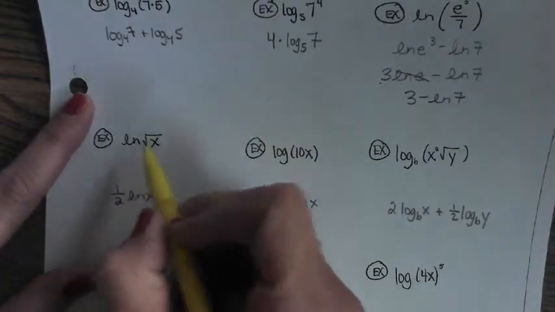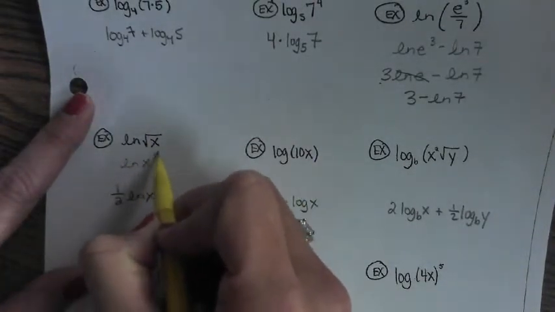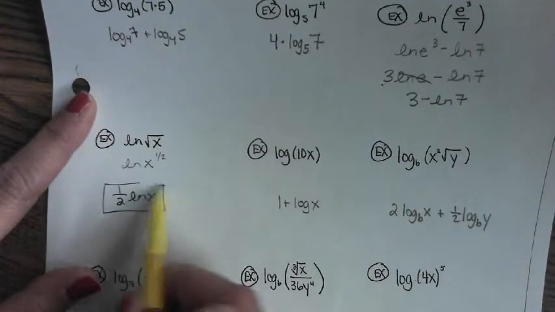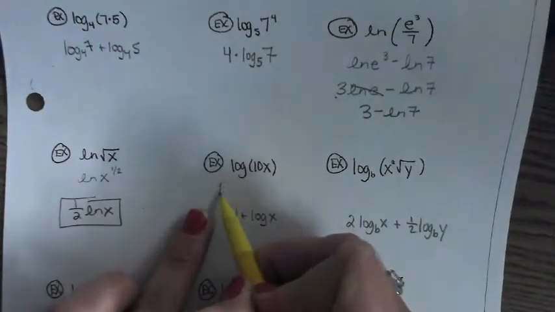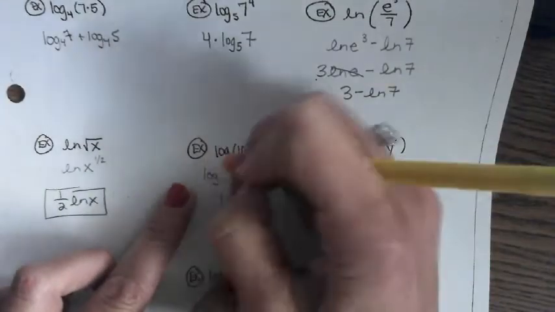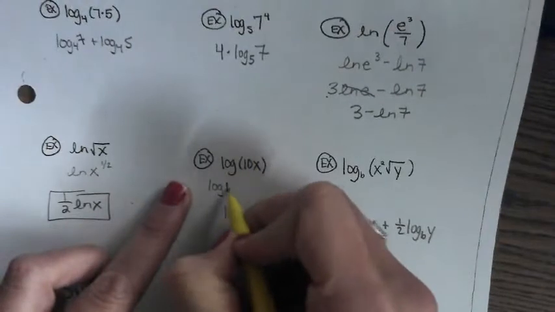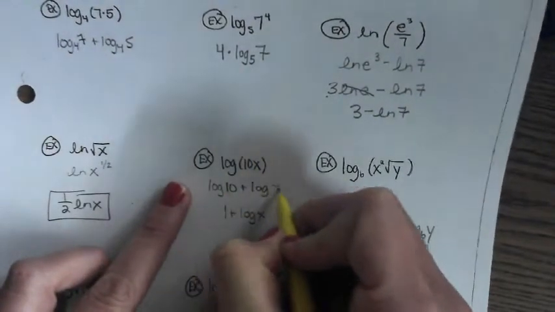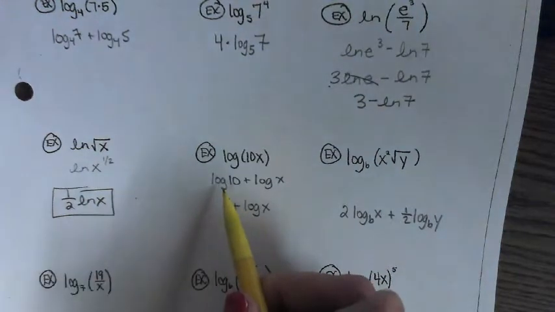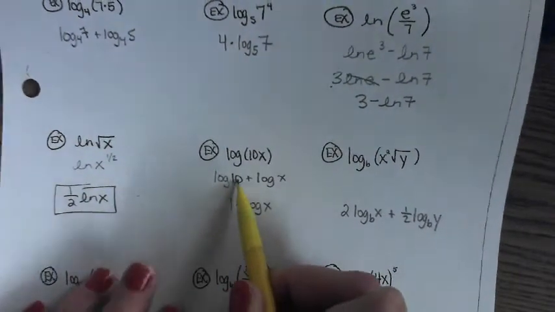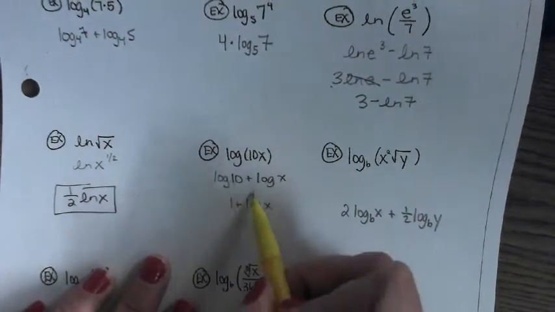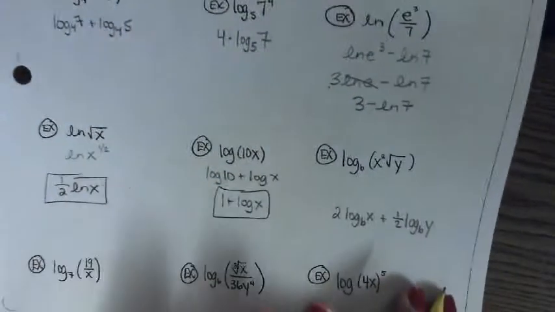So this one first is the natural log of x to the 1/2 power, and then the 1/2 comes out in front, so that looks good to me. On this one, we split it up first. Log base, well, there is no base, so we'll leave it out for now. Log of 10 plus log of x, but now knowing that without a log base, the base you assume is 10, so log base 10 of 10 becomes 1, and log base 10 of x just stays what it is, so that looks good. Good catch on that.